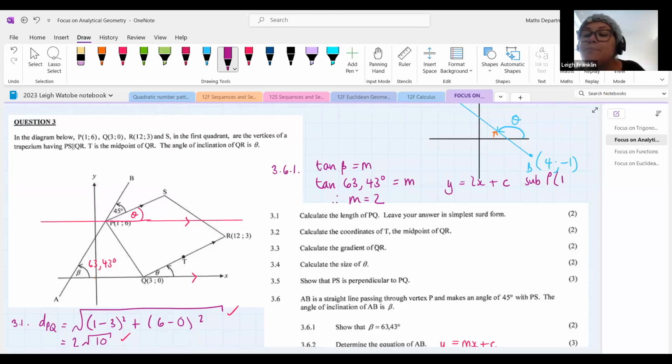Now we can say that y equals 2x plus c, and we can sub in point P like you were saying, Teddy. The coordinates are 1 and 6. So 6 would be our y coordinate, 1 is our x coordinate, and we can work out the value of c. So c ends up being 4. It would be the line y equals 2x plus 4. Because beta is not equal to 45, Msomi. Beta is equal to 63.43.